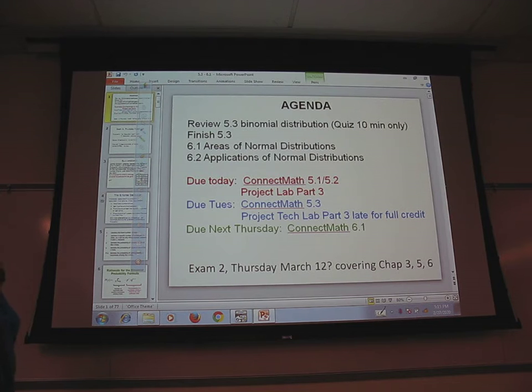But you have Connect Math 5.1, 5.2 due today, as well as Project Lab Part 3 is due today. So if you have those, go ahead and turn them in here. Like I said, they can totally be black and white.